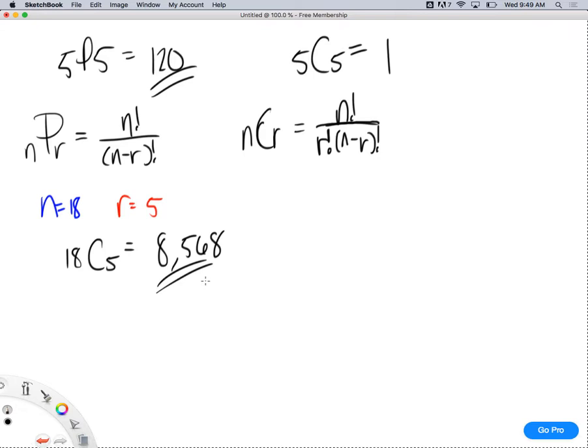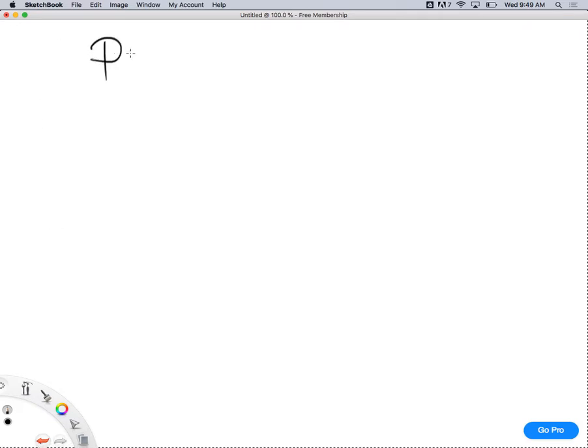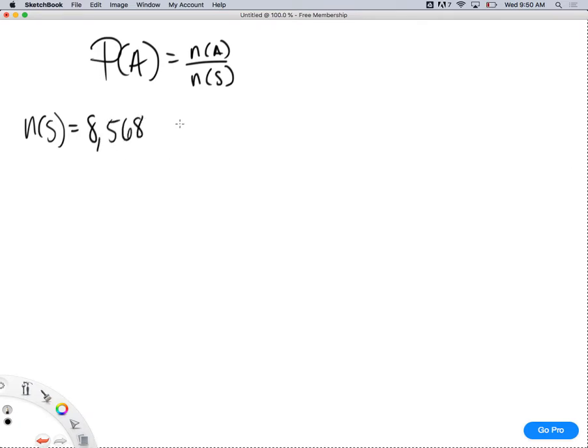All right? 8,568 different combinations. Okay, now, let me go deeper. Probability, so I'm thinking NA over NS. What's the probability that I chose all girls? Okay, so remember NS we already got. We just got NS, because NS was all the possibilities, which was 8,568. That's all the possible combinations. But an A in this case is all girls.